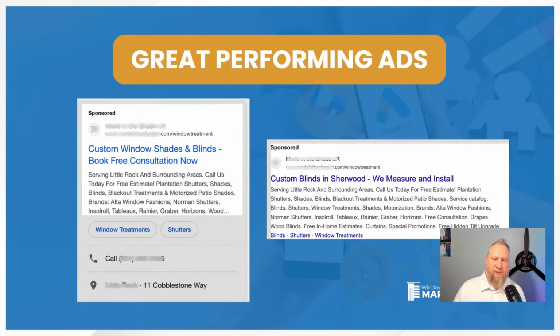So a couple great performing ads that we've written over the years typically mention location right off the bat so that the person knows they're getting an ad that makes most sense where they're at. We also mention a lot of brands here and products and services. And then don't forget about those ad extensions, as in the example on the right down here at the bottom.